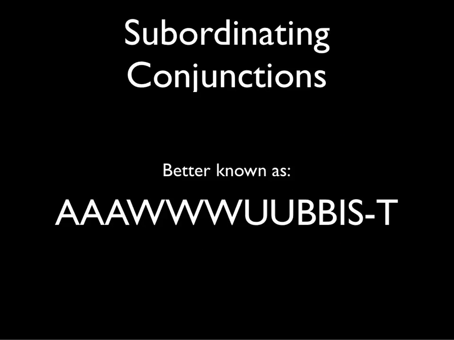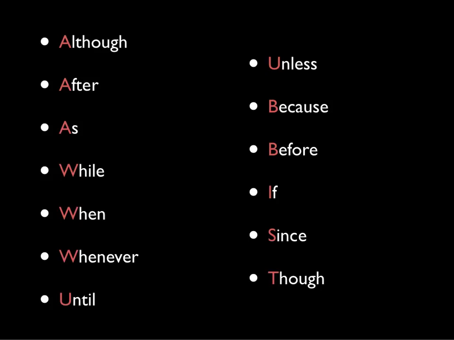I have an acronym for us to remember all the subordinating conjunctions. It is AWOOBIS T. Yep, say it with me. AWOOBIS T. And these are all the words that stand for AWOOBIS T. Now, they're not all subordinating conjunctions in terms of a complete list, but these are the ones that will show up most often. Although, after, as, while, when, whenever, until, unless, because, before, if, since, and though. I would memorize those if I were you, because that's going to make your life so much easier when you're trying to identify different clauses or create a complex sentence of your own.